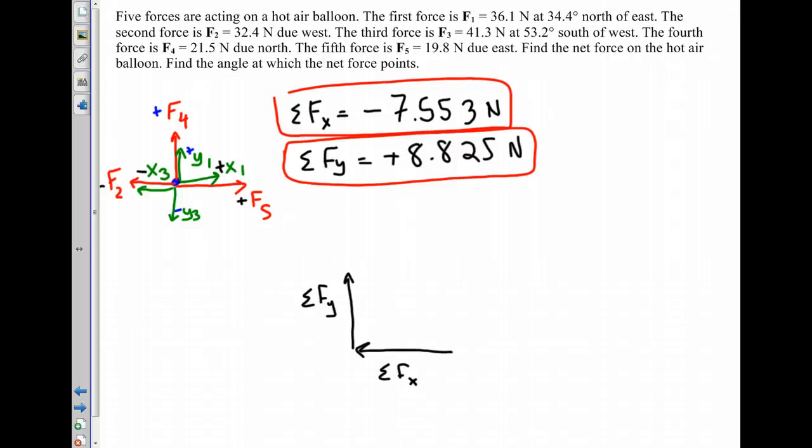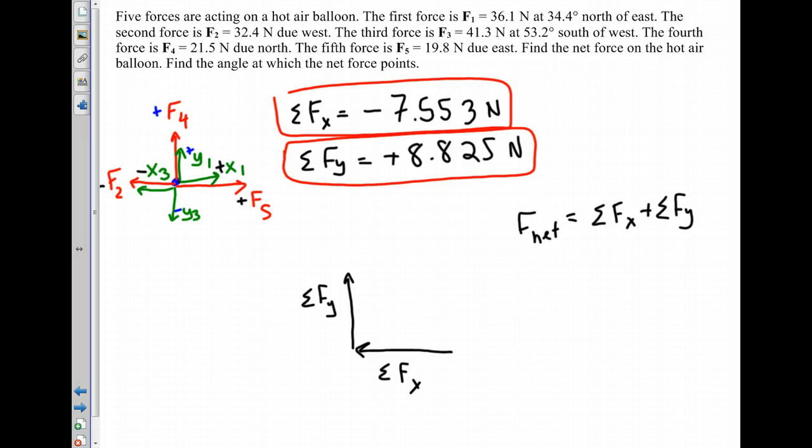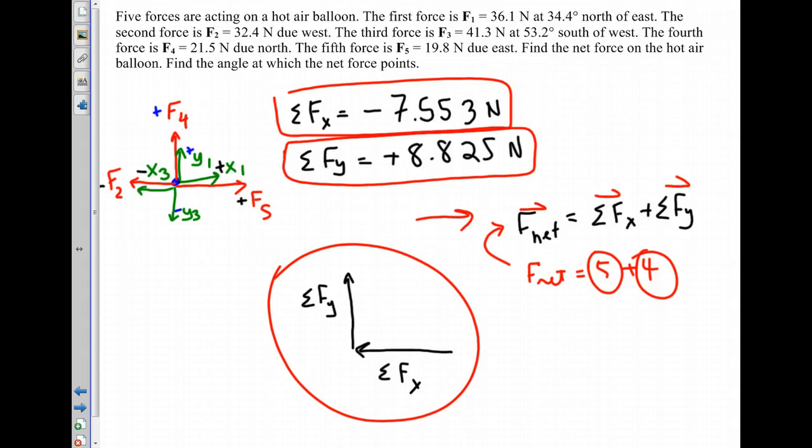So F-net is simply the vector sum of the net x force plus the net y force. But when I write this equation, what I really mean is these are vectors, so I use those funny half arrows to say vectors. And vectors are not added like scalars. You can't just say F-net is 5 plus 4. These things have direction, and so we have to add the vectors graphically. That's what this is for. If you try to add negative 7.553 plus 8.825, then you're treating these vectors as scalars, and that's the wrong way to go.